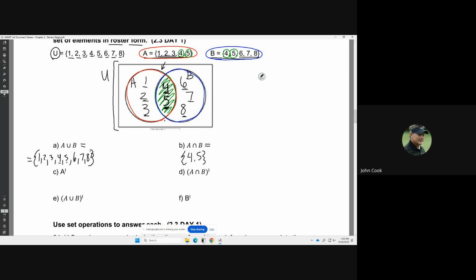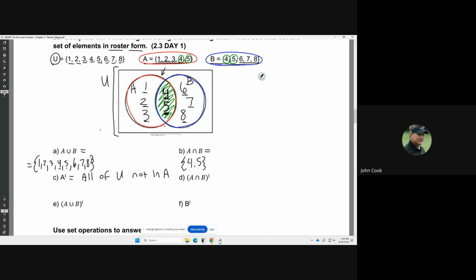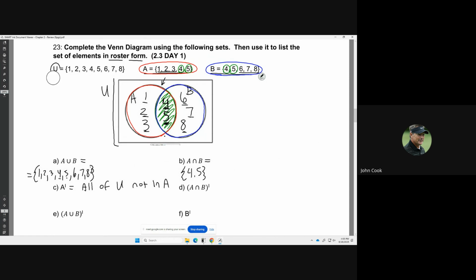C tells you the last one that you're really going to need to know. This little hash mark there, that means complement, okay? So A complement. Complement, what it means in general, is it's all the stuff that's not in A. So all of U, the universal set, that is not in A, okay? So here's how I'd figure that out. I'd start with U. I always start with the universal set when I have to do a complement. And what I do is I take away whatever I'm taking the complement of. So I take away the stuff that's in A.